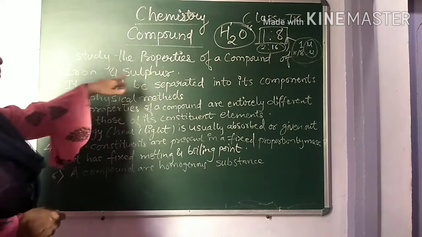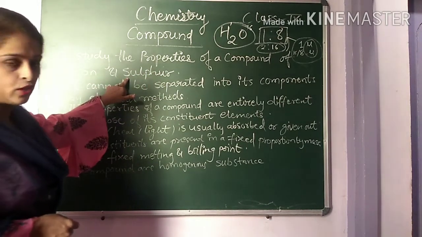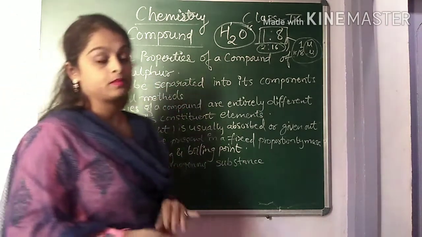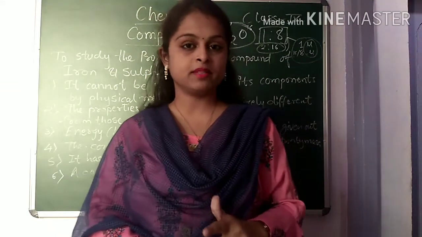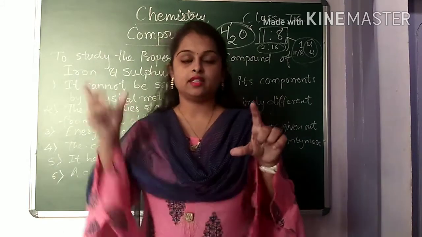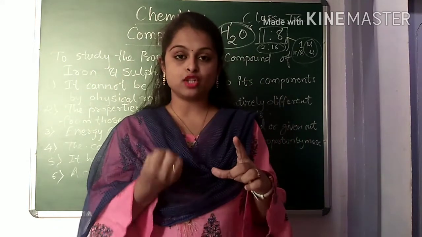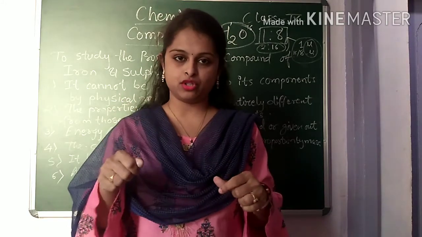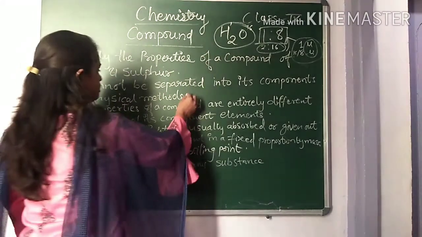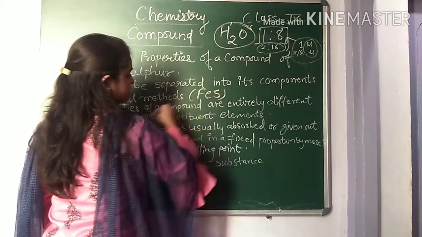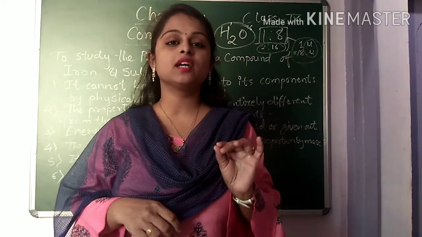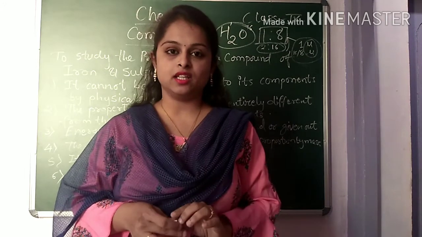To study the properties of compounds, the same example of iron and sulfur we are going to study here. It cannot be separated into its components by physical method. In mixture, we studied physical methods of separation, but in compound, it is never going to happen. Take the iron and sulfur, mix them together and start to provide heat. When we are heating that mixture, what is forming next? That is iron sulfide, FeS. And this iron sulfide is black in color.